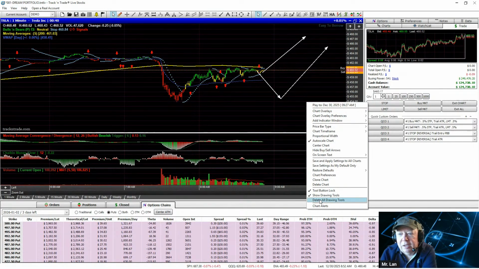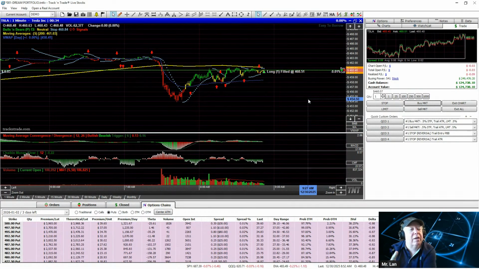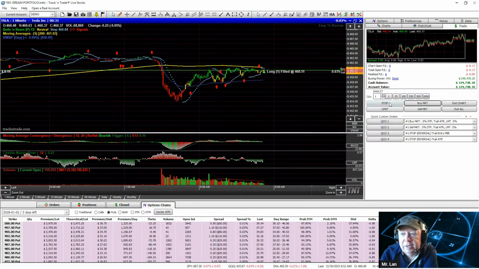So we're going to come in and delete all of our tools. Now we're going to come in, and let's say we're going to go in with our 1 share and we're going to go buy a market. Okay. Oh, we're in the market. Great. Now we can use our stop order. We can come in here and say stop order.